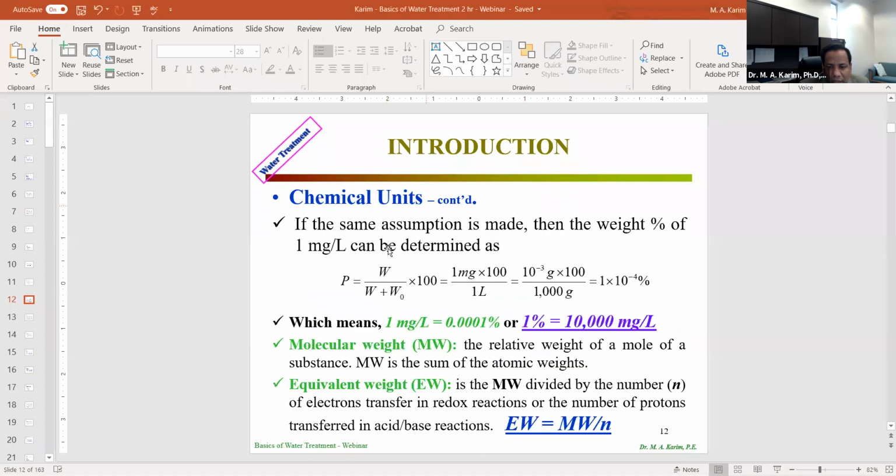So in here, I'm trying to discuss a little bit of percent. If I do the percent, 1 milligram per liter becomes almost 0.0001%. That means 1% equals 10,000 milligram per liter. This is another relationship. Okay, if I say 1%, it would be 10,000 milligram per liter in this case. So that's the way we convert it.